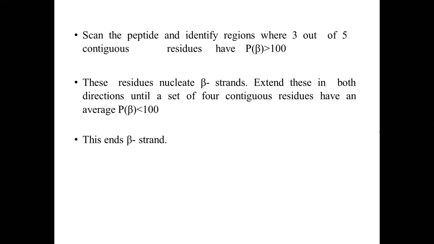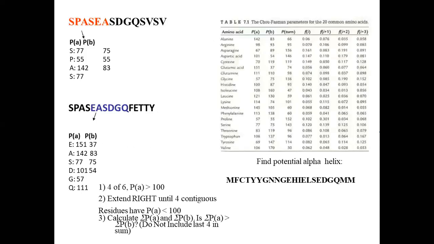You can move to the beta sheets until the accumulation of the values is less than 100. If it is more than 100, you will consider it in beta sheets, and if it is less than 100, then the beta sheet will finish.